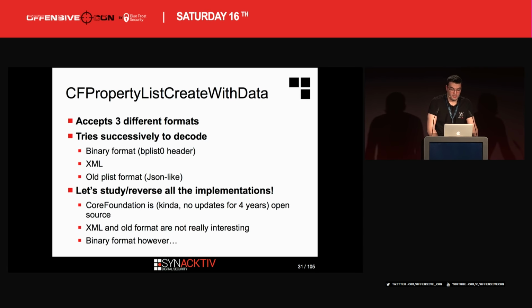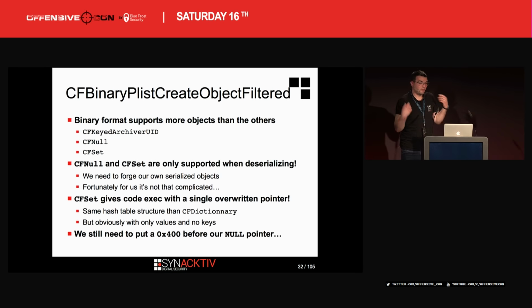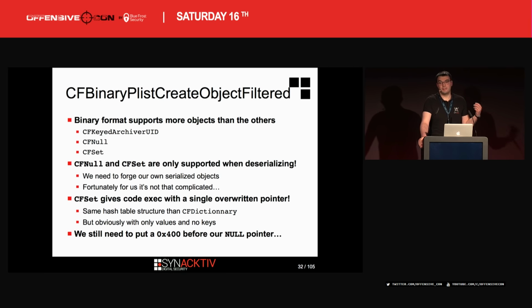So let's read all the source code. XML and the old format are not really interesting. They're just basically a deserializer. But binary format, however, is a little bit more interesting, because it supports more objects than the others and more objects than what's documented in Apple documentation. Most notably, it can unserialize CF null and CF set.